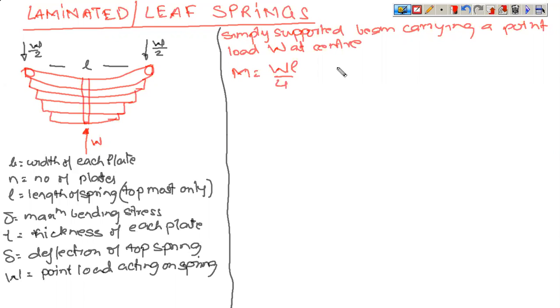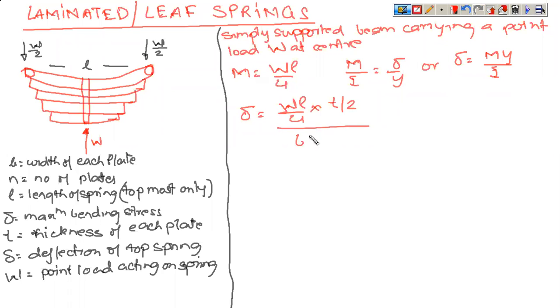Okay, so if you calculate sigma by applying the bending equation, now the bending equation is M by I is equal to sigma by y. Or you can write sigma is equal to My by I. So the maximum bending stress sigma is given as, and this WL by 4 is M, y is t by 2, you are taking for a single plate. So the distance in y is the thickness. So y is t by 2 and I is bt cube by 12.